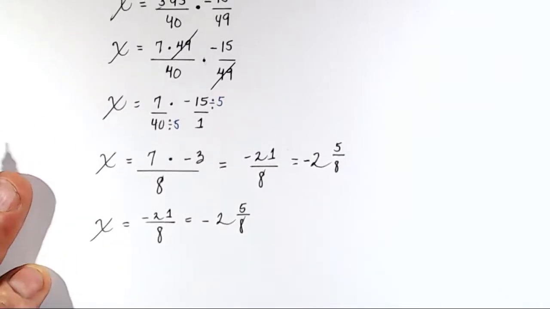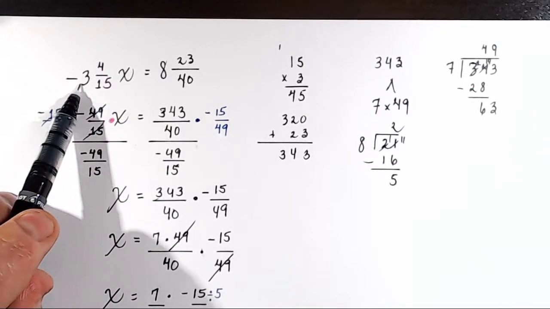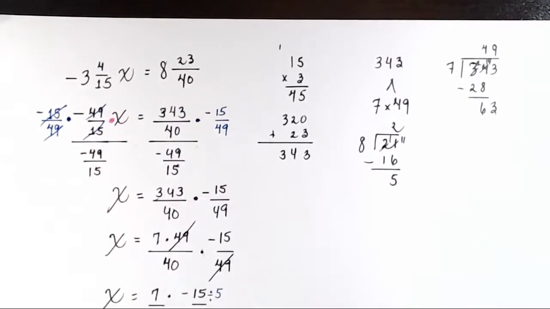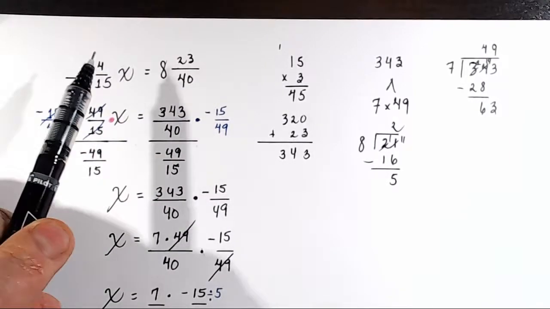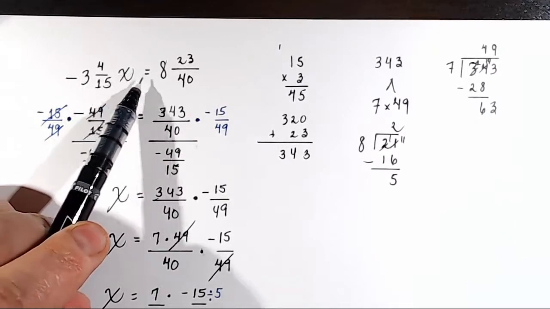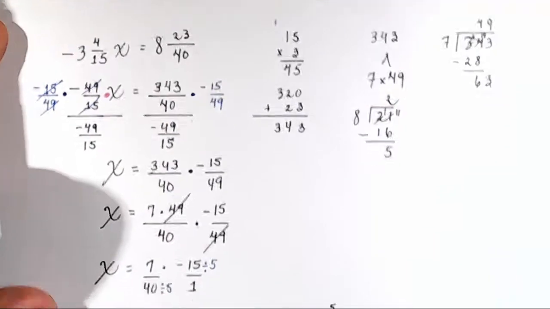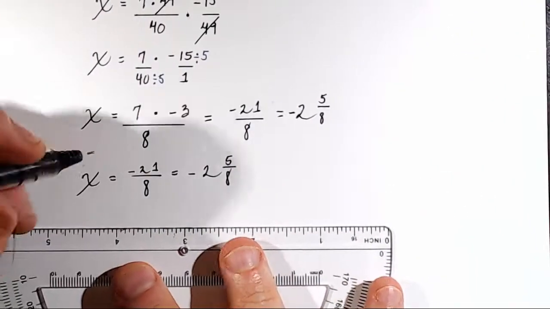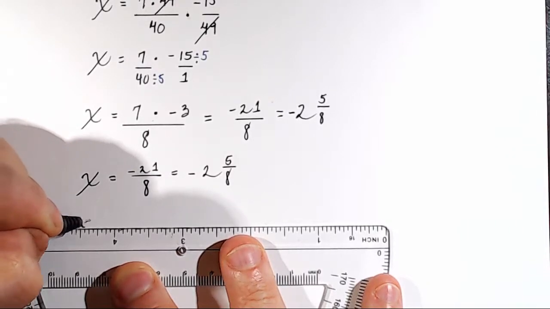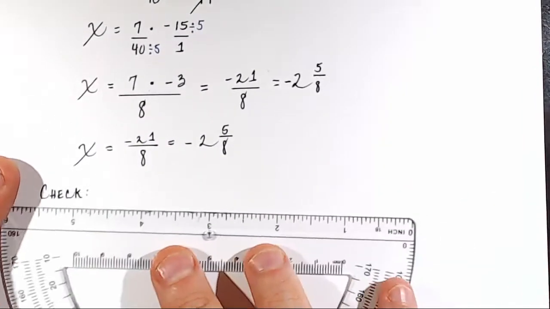All right, so let's go back to the problem. We claimed that negative 3 and 4/15 times x equals 8 and 23 over 40. Okay, that's what we claimed. So it would be good to substitute back in here negative 21 over 8 or negative 2 and 5/8 to see if in fact these two things are equal. So here's what we're going to do. We're going to check the answer. We're going to go down here and put check. Okay. And the very first thing I'm going to do is rewrite the problem so we can all see it. And that's negative 3 and 4/15.